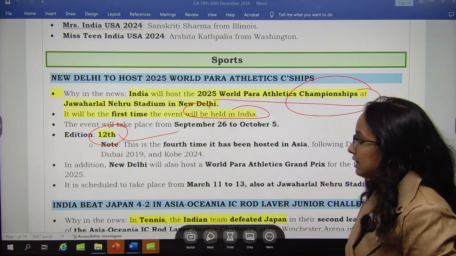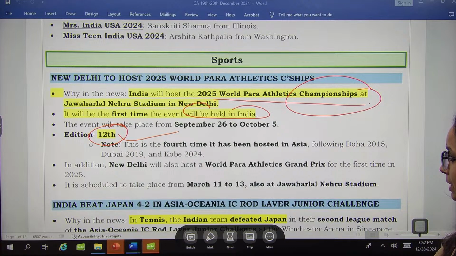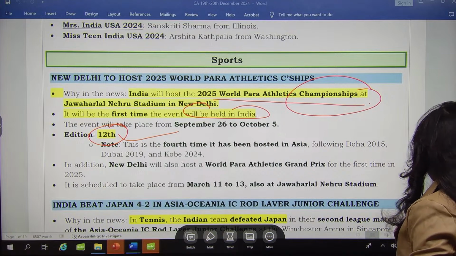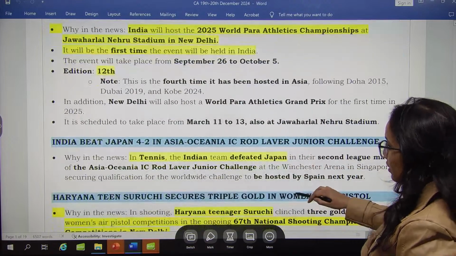It is going to be the 12th edition from September 26 to October 5. And this is the 4th time it has been hosted in Asia. First time to be held in India. Remember this thing.